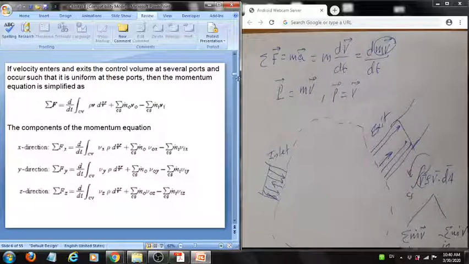Because this is a vector equation, we can decompose it into x, y, z. So for example, in the x direction, we say the summation of forces acting in the x direction is equal to the time rate of change of momentum in the x direction inside the control volume, plus the linear momentum in the x direction leaving the control volume, minus the flux of momentum entering the control volume through the control surface, and the same thing is true for the rest of them.